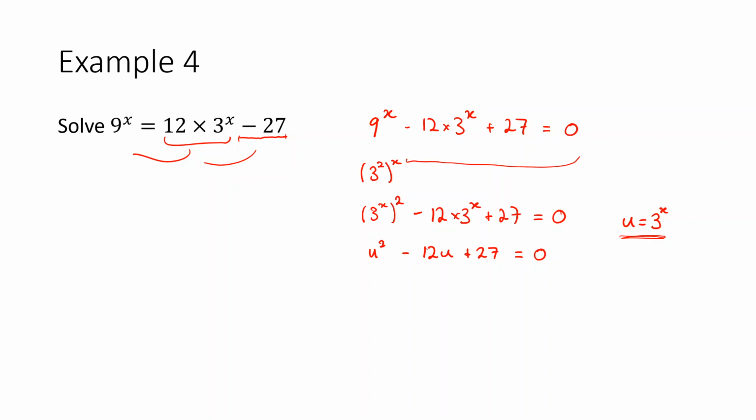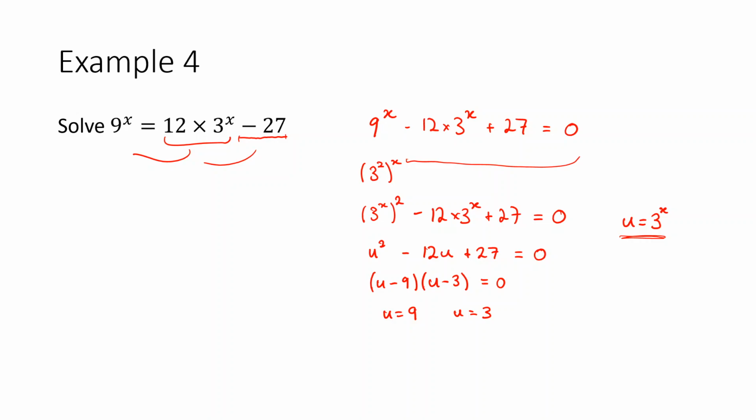So solving for u, I'm going to just factorize it. It's pretty easy to factorize. You get u minus 9 times u minus 3 equals 0. Negative 9 times negative 3 is positive 27, and negative 9 minus 3 is negative 12. And so from that we get u equals 9 and u equals 3 as two solutions to the quadratic.